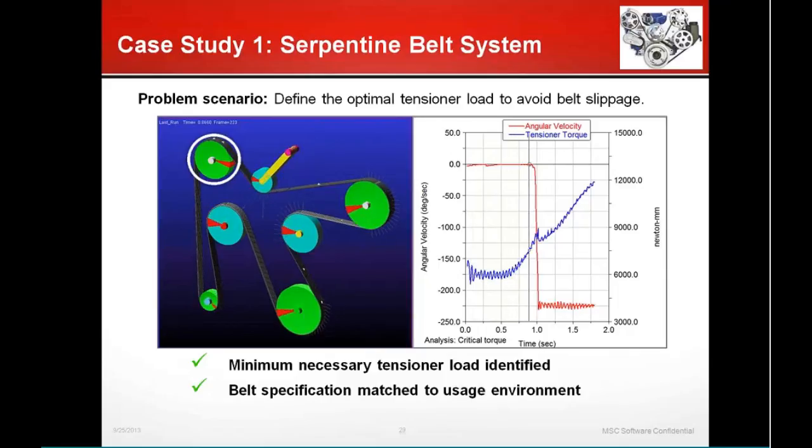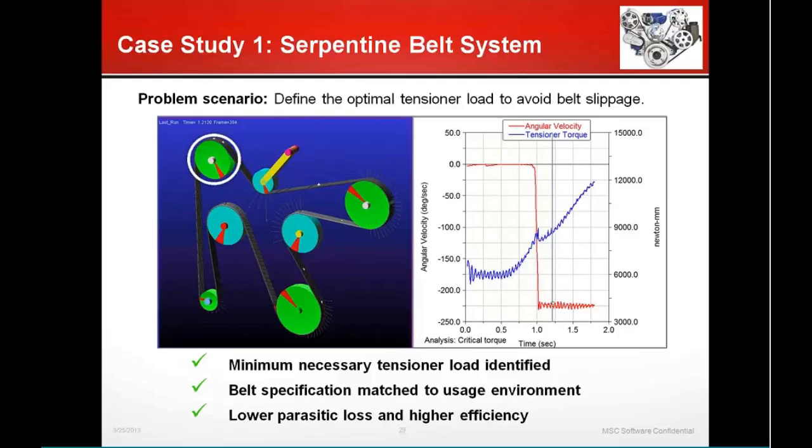And last but not least, because we can figure out the critical point of this tensioner loading condition, we are able to design and optimize the whole system without parasitic loss or low efficiency. So we're not over-engineering anything. We're just trying to figure out the optimum value to drive the whole system.